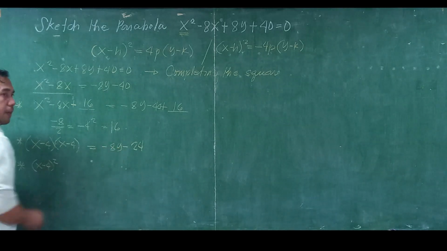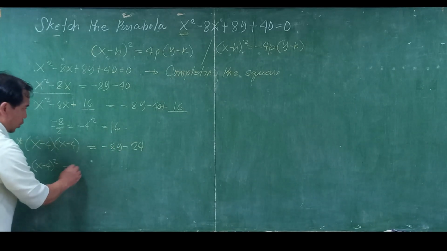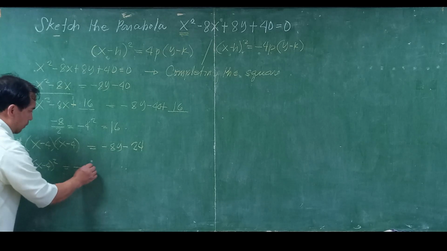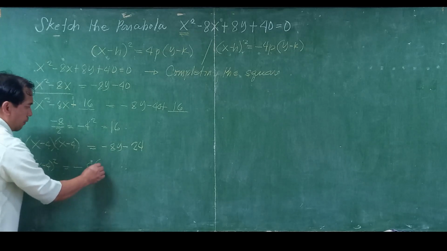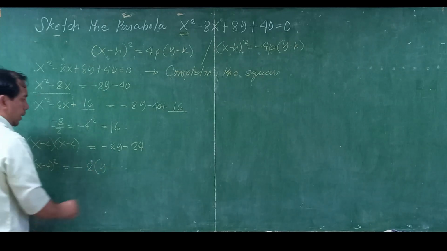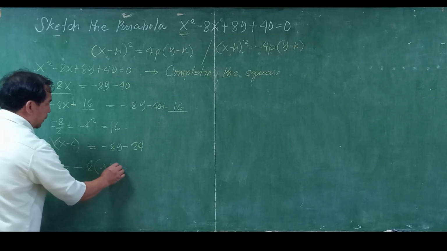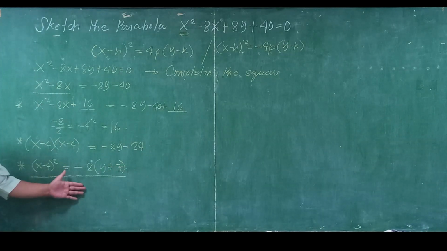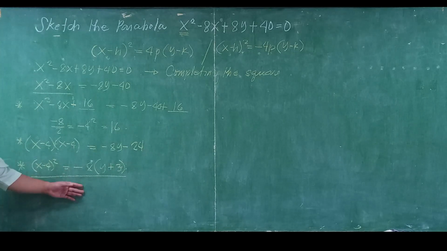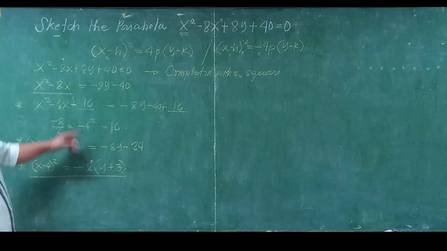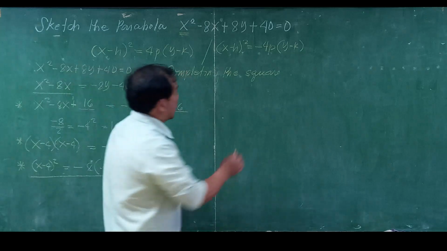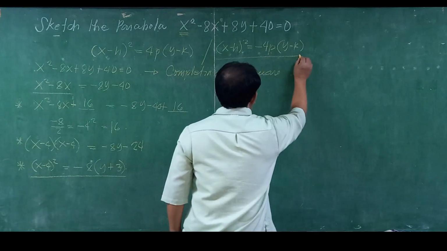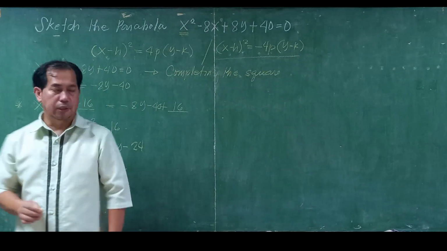How about this one? Factor out what is common. So what is common to them? Negative 8. What is left? y plus 3. Notice that we already have this form. As you can see, it will follow the standard equation of the parabola.